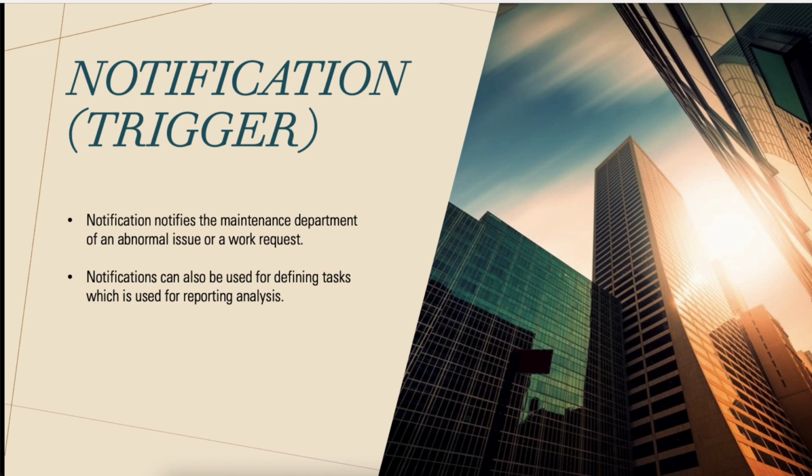So let's look at notification. All right. And of course, some of us work with the maintenance department and we are very familiar with what notification is. So notification is basically a trigger. If there is any sort of abnormality or a work request, there has to be some sort of trigger that will inform the maintenance department that this particular issue has happened on this particular line or on this particular machine.